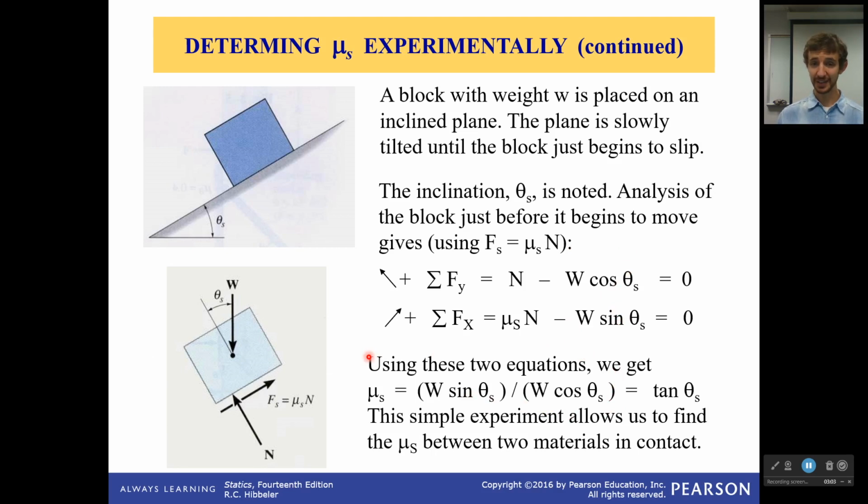Because what you see here is that the weight drops out, because eventually we're going to take the ratio to figure out what the angle is. And so we have weight sine of theta over weight cosine of theta, and that will leave us with coefficient of friction is equal to tan of theta. So this allows you to find the coefficient of friction between any two materials that can contact each other.